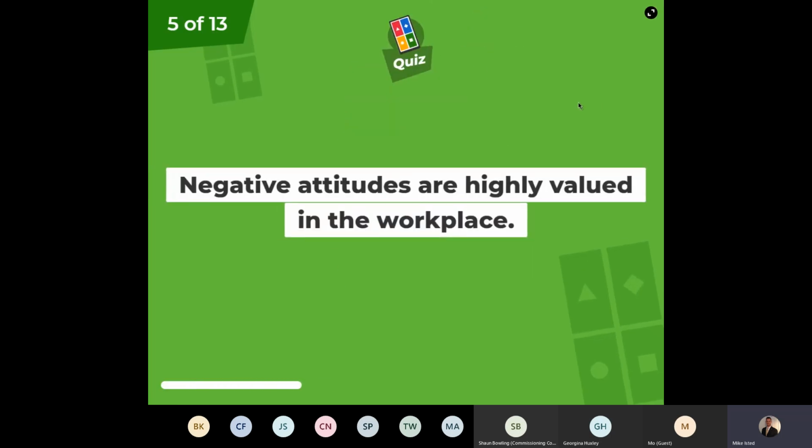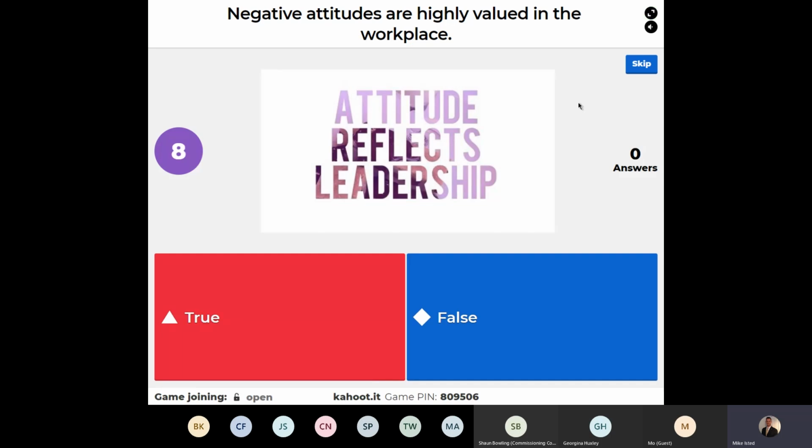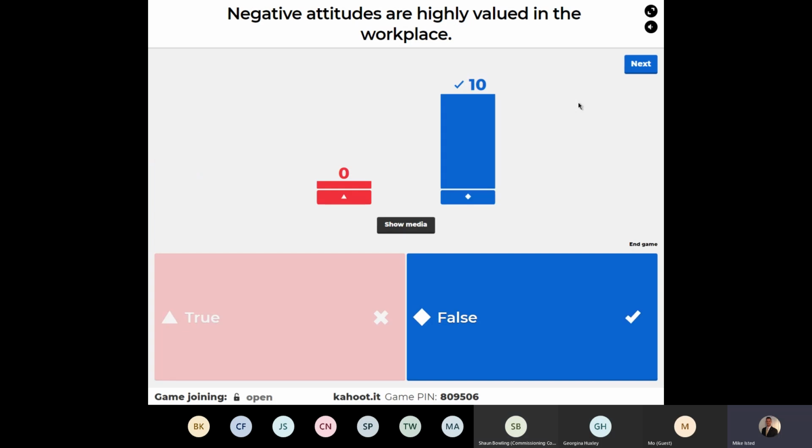Question 5. Negative attitudes are highly valued in the workplace. True or false, Sean? True. Oh, I changed it for you. False. Yes, absolutely. They're not highly valued in the workplace, but as future middle to senior leaders, some of you already leaders at middle level, try to look at it slightly differently.